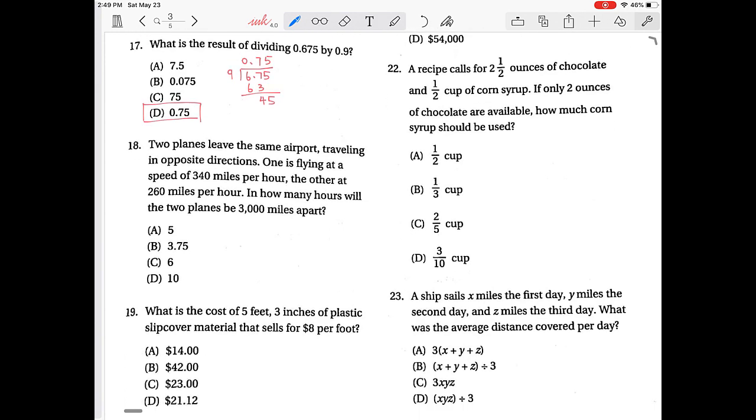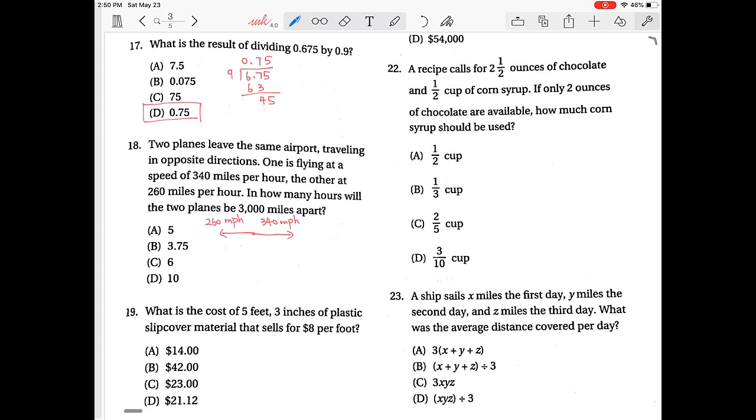Number 18, two planes leave the same airport traveling in opposite directions. One is flying at speed 340 miles per hour, the other at 260 miles per hour. In how many hours will the two planes be 3,000 miles apart? So if this dot is the airport, one's traveling this way at 340 miles per hour, and the other one's traveling this way at 260 miles per hour.